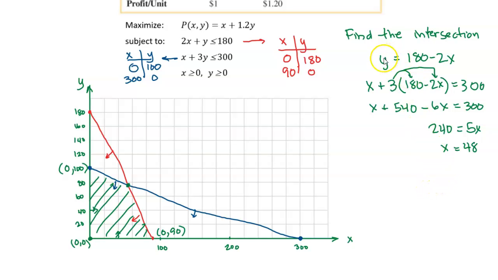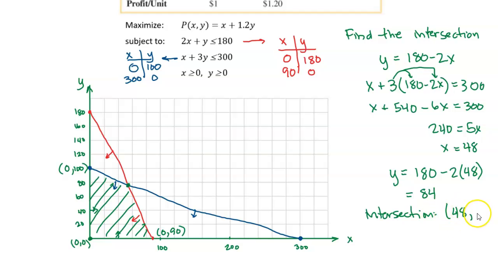I need the y value, and I have the equation here that I solved for y. So I'm just going to take that equation: y is equal to 180 minus 2x. x is 48, and then I get the corresponding y value, which is 84. So my intersection is the point 48, comma 84. That's this point right here, 48, comma 84. Okay, that's the hard part.